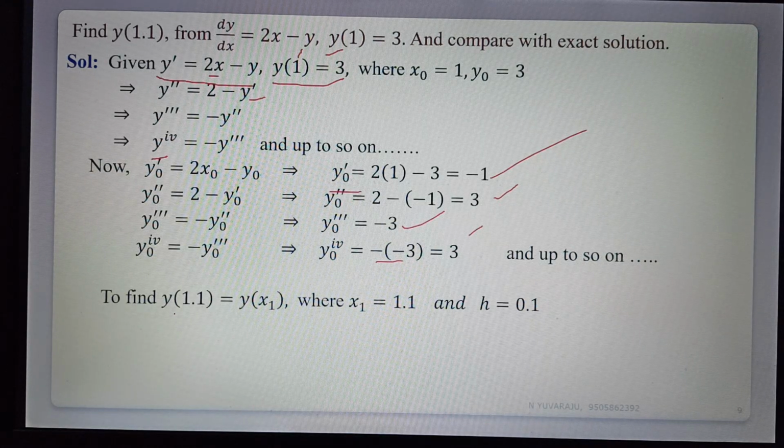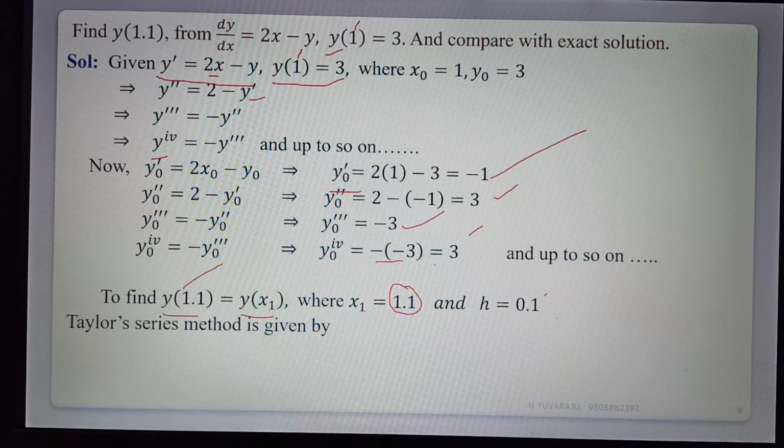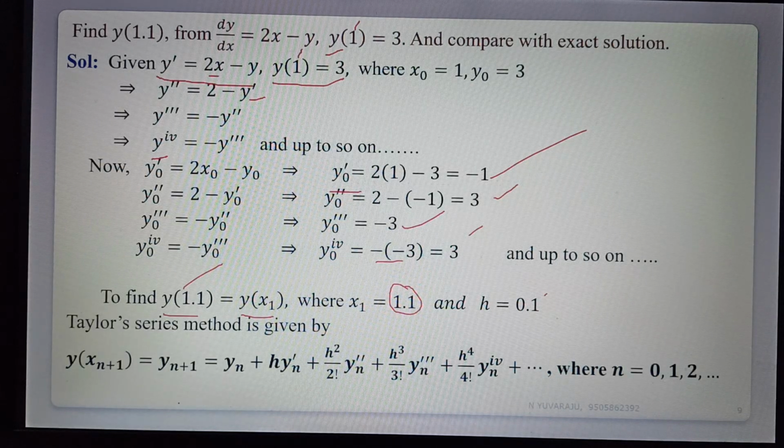Therefore, to find y of 1.1, this is the first value y1, that is y of x1, where x1 is equal to 1.1 and the step length is 0.1, because the initial value x0 is equal to 1. Next, we have to find the value at 1.1, where the step length is 0.1. Using the Taylor series method, this is the formula: y of xn plus 1 is equal to yn plus 1 is equal to this formula. In this formula, we substitute all the values.